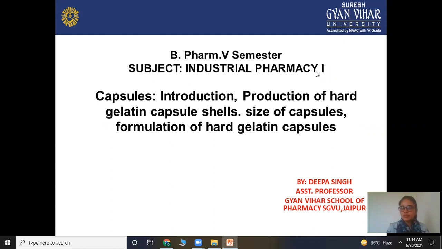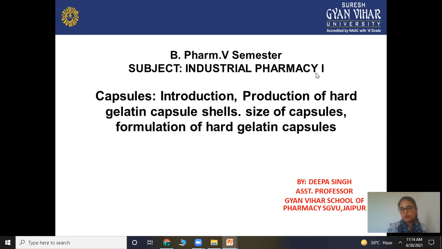In capsules, we discuss the introduction of the capsule, and the production of the hard gelatin capsule, meaning how the hard gelatin capsule shell is produced. Next is the size of the capsule, the different sizes of capsule according to the property or formulation, and the formulation of hard gelatin capsule, including the shell, capsule size and introduction. So this is the topic of Industrial Pharmacy 1, 5th semester subject.